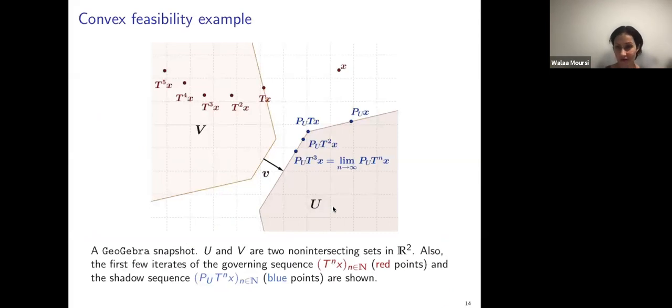And here's an example of the convex feasibility case. Two sets do not intersect. Here is the starting point, and that's the governing sequence. It will not converge. It will diverge to infinity in norm because the sets do not intersect. But now we look at the shadow sequence and we start shadowing. That's the shadow of x, and that's the shadow of Tx, and that's the shadow of T squared x, and so on. Interestingly, just for this particular instance, we get finite convergence and we converge to this point. So it's a best approximation solution.